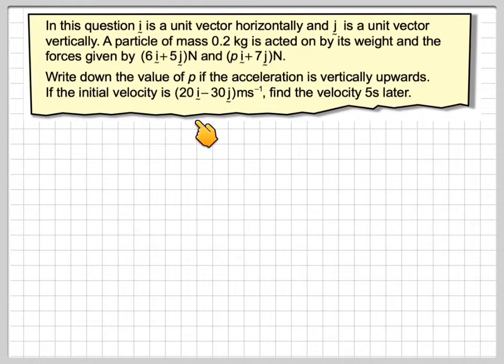If the initial velocity is 20i minus 30j meters per second, find the velocity 5 seconds later. So what we're going to do here is try and find the acceleration using Newton's second law, and then use one of the SUVAT equations to find the velocity after 5 seconds.